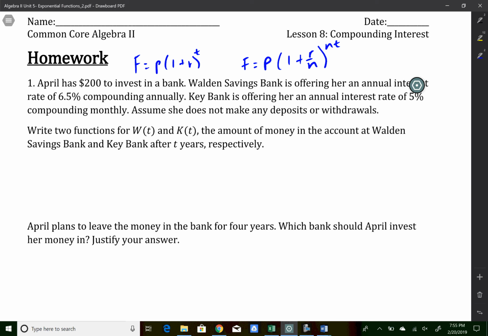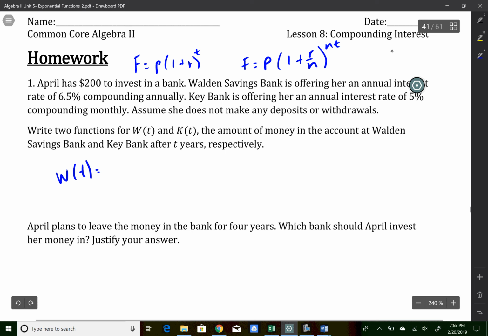Then it says, assume that we do not make any more withdrawals or deposits, so this is the only money we're putting into this account. If we create a function for W, we could say W of T is equal to her initial amount of $200, that's her principal, times 1 plus the rate. For Walden Savings Bank it was 6.5%, so 0.065, all to the T for the amount of years.